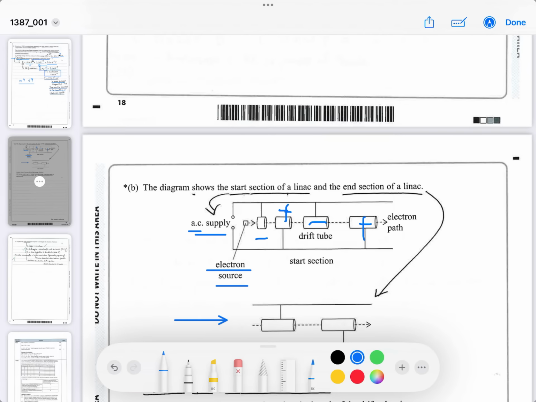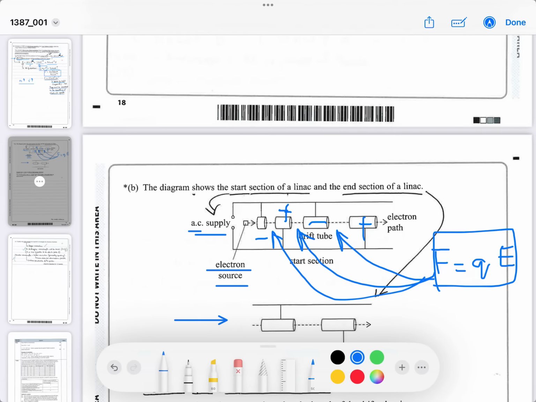So remember, the electric field force is F equals the charge of the electron in this case times the electric field strength, which is the voltage divided by the distance between the drift tubes. So that's the electric field strength between the drift tubes. So the acceleration happens between the drift tubes. Each time it's between the drift tubes, you get a force on the electron, okay? And that force on the electron can be calculated.